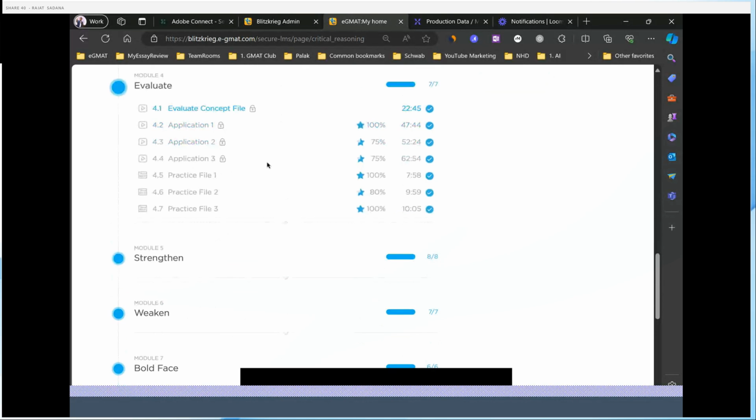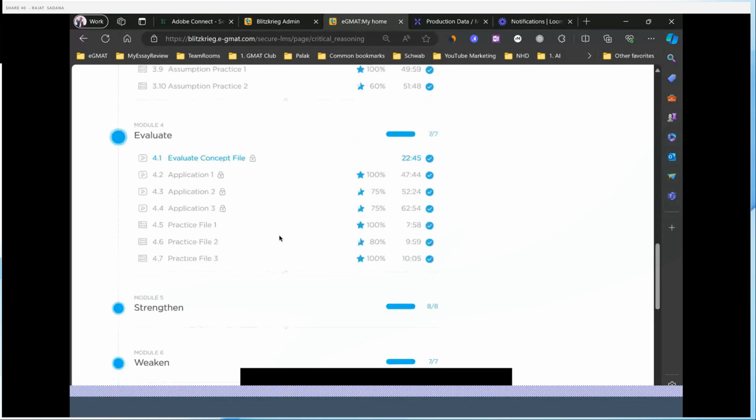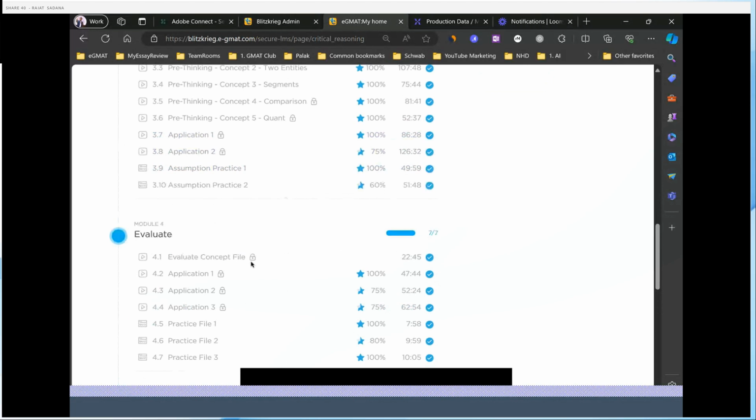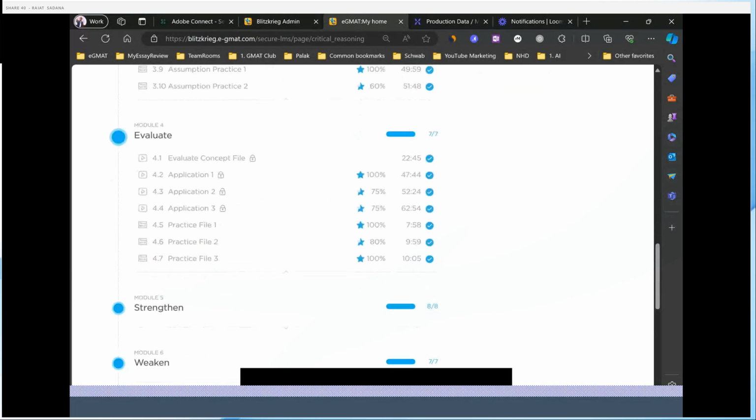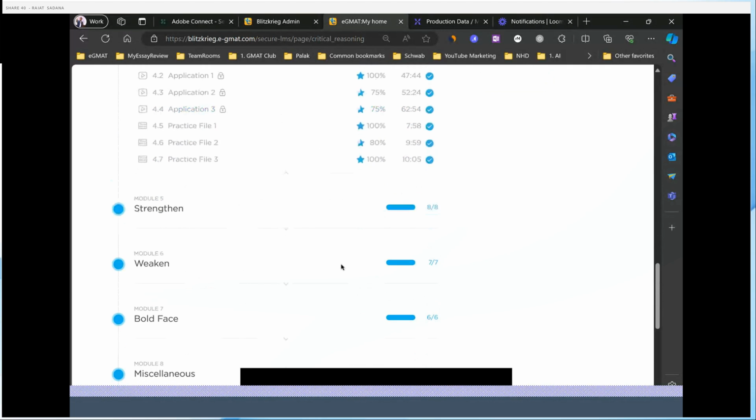You do the same thing with evaluate. Now you've learned all the argument types, so you see just one concept file, and you directly go towards application here. So you have 3 application files, 3 practice quizzes. Again, you have close to 20-25 evaluate arguments here. This is still the learning part. You will have gone through every question type here.